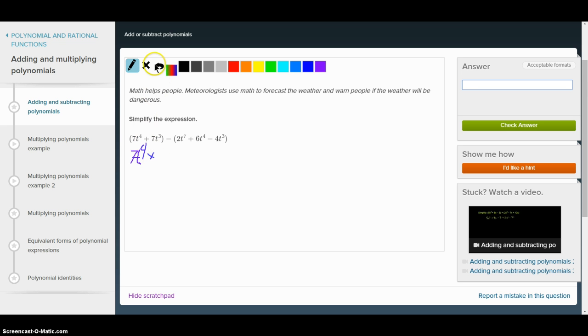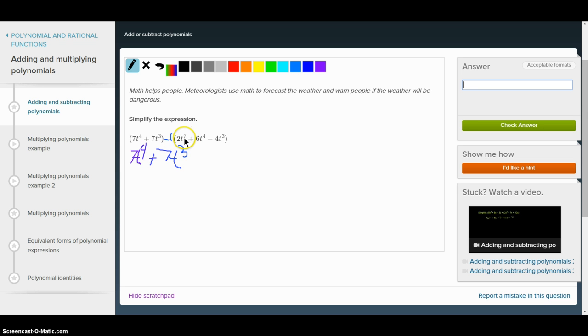Plus, sorry, writing on the computer is not the easiest. So 7t to the fourth plus 7t to the third. And then we're going to distribute this negative sign. That means whatever sign is in front of each of these different parts, it's going to be the opposite. So we're going to have negative 1 multiplied by 2t to the 7, and negative 1 multiplied by positive 6t to the fourth, and then negative 1 times negative 4t to the third.